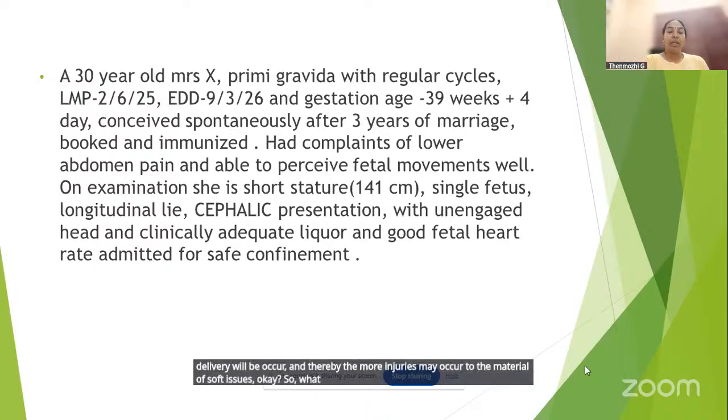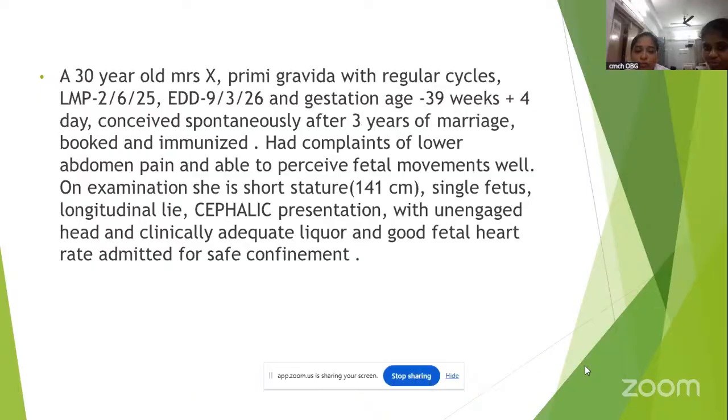So what is the mechanism of labor in android pelvis? That is, deep transverse arrest.